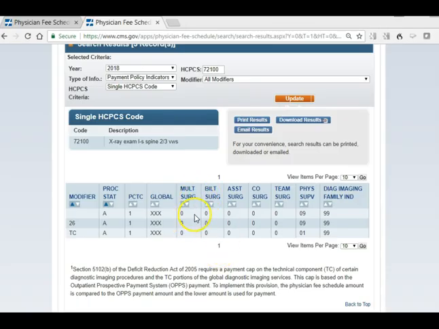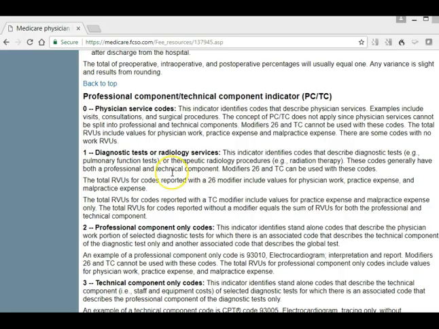All right, so what we have left here are multiple surgeries, bilateral, assistant, co-surgeon, team surgeon, and we have 0 indicators on those. We're going to look a little more deeply at physician supervision. We have 9 and 1, and then the diagnostic family indicators. These are important for our diagnostics. These will be different for our different kinds of codes. Oh, as we're going through here, you notice our PCTC indicator is actually 1, which says diagnostic tests or radiological services, that there is a PCTC option. Okay, moving on down here.